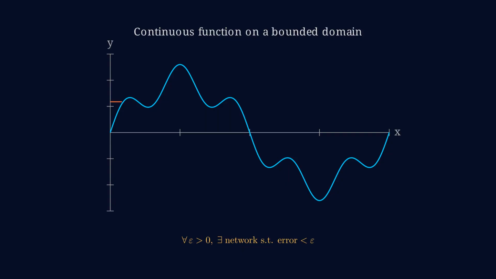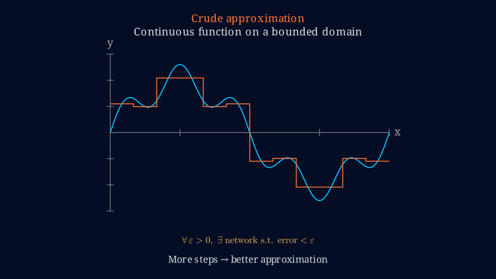The intuition starts with step functions. Imagine approximating this curve with a staircase's flat steps at different heights. It's crude, but it's a start. If I make the steps smaller and more numerous, the staircase gets closer to the curve. In the limit, infinitely many infinitely small steps would match the curve exactly. But we can't have infinitely many neurons. So we need a better building block.